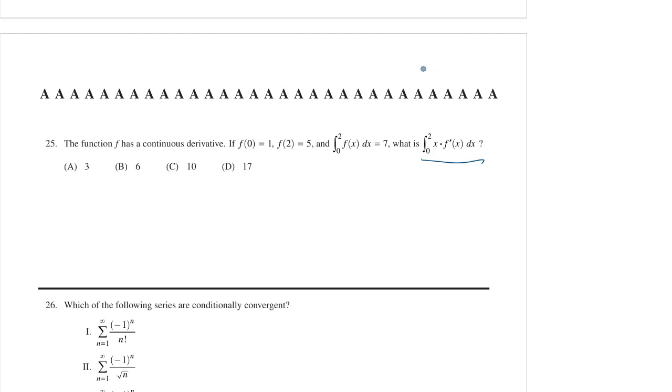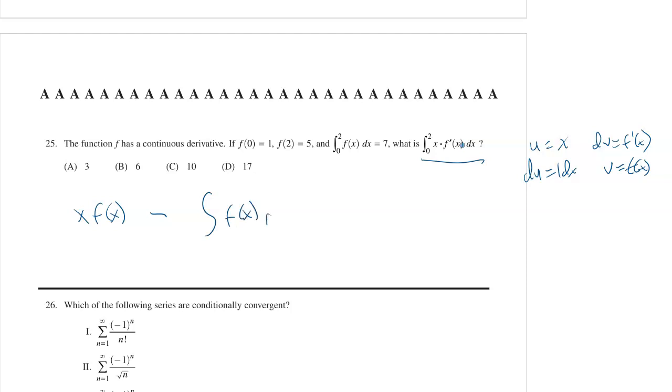I immediately thought of integration by parts right away because I got two functions multiplying, and I'd rather take the derivative of x to get rid of it, and then I'll just have one function. So I'm going to make u equal to x. So du is 1 dx, and dv is f prime of x, so v is f of x. The formula is uv, so that's x f of x, minus the integral of v du, which is just f of x dx.